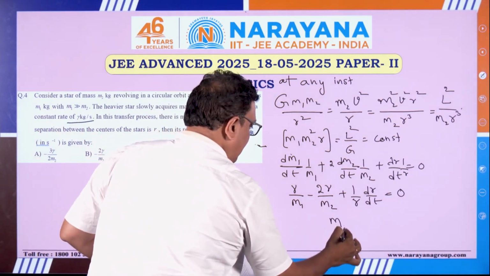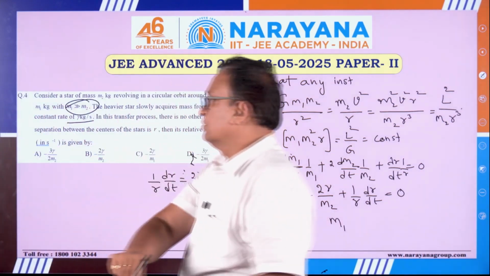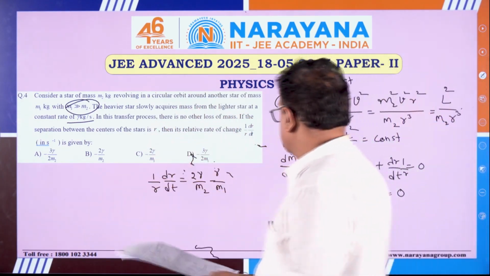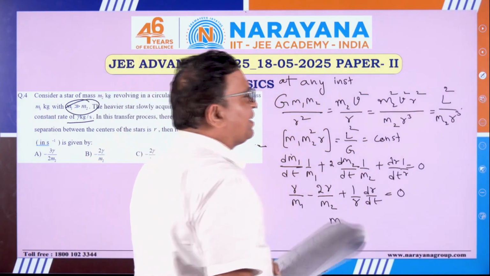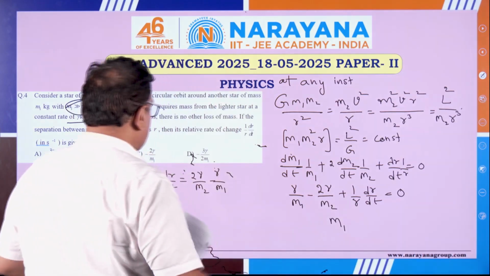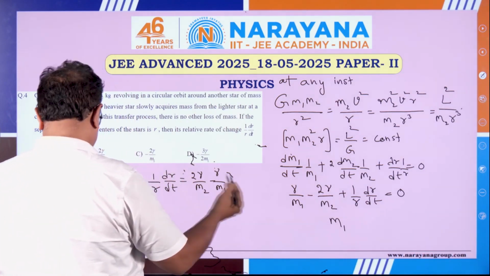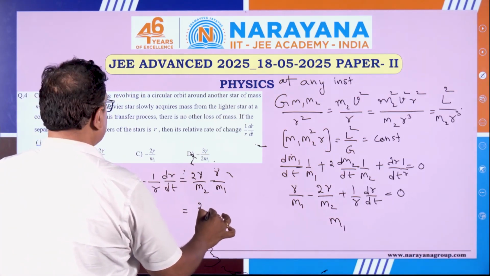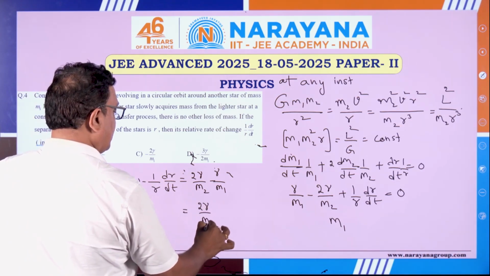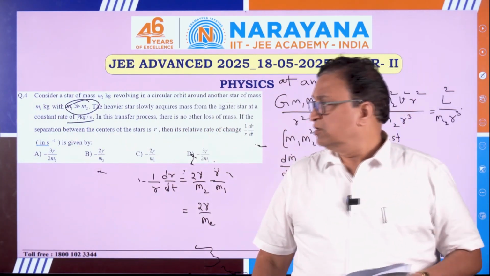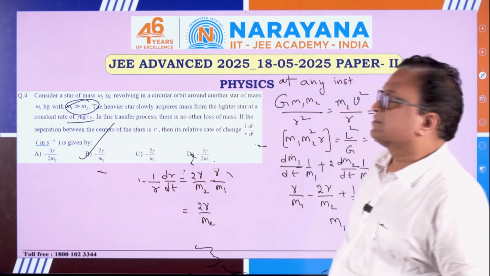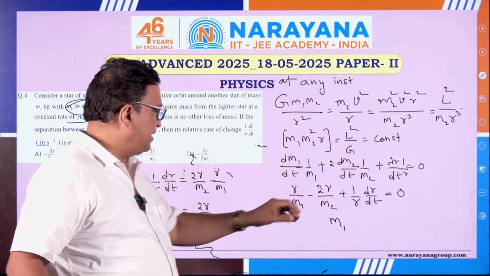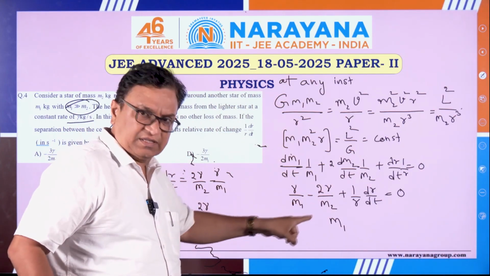See, they have uttered one term. What is that term? M1 much greater than M2. It's not me, they have uttered the term. So in that case, 1 by M2 is much greater than 1 by M1. So I am simply ignoring this term, and this is 2 times gamma by M2. So therefore, my answer is this. The only thing that I have compromised is this substitution part.